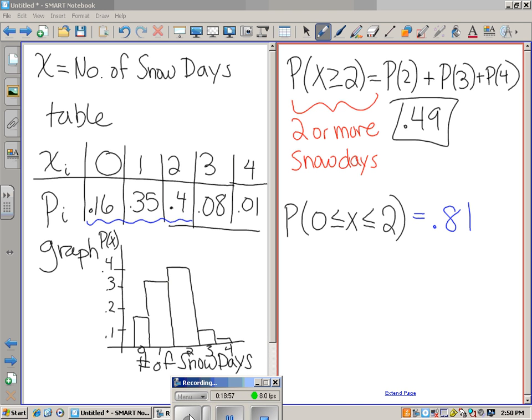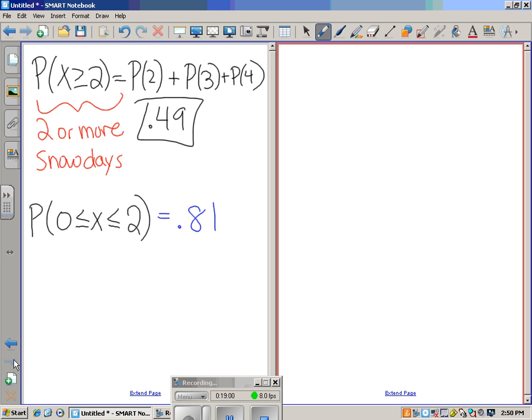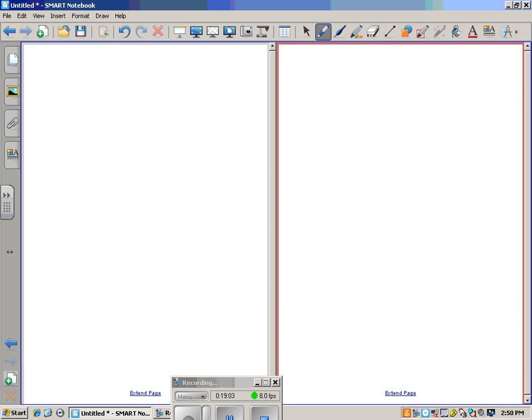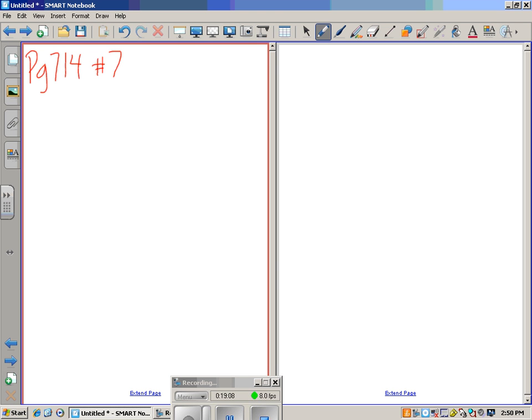All right, I would like you guys to turn your packets to page 714 and take a look at number 7. For number 7, we're going to ask ourselves, first of all, what sort of distribution this is. We have electrical components that are produced and packed into boxes of 10. 4% of the components may be faulty. The random variable x denotes the number of faulty items in the box. So x is number of faulty items.